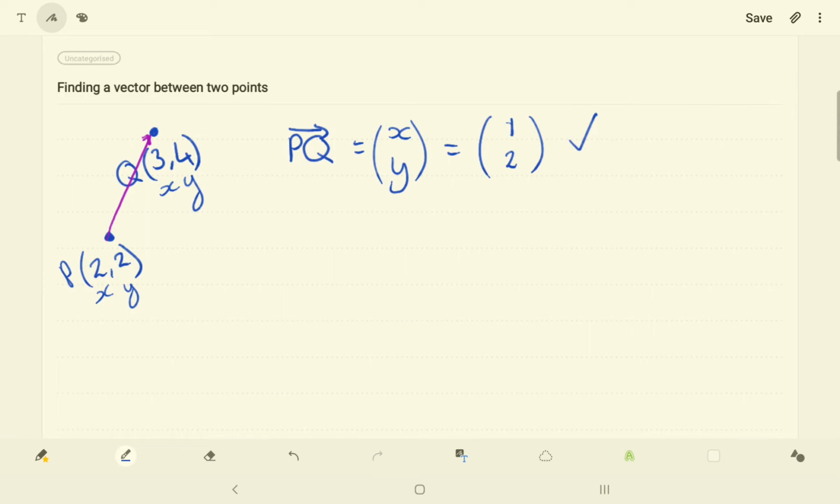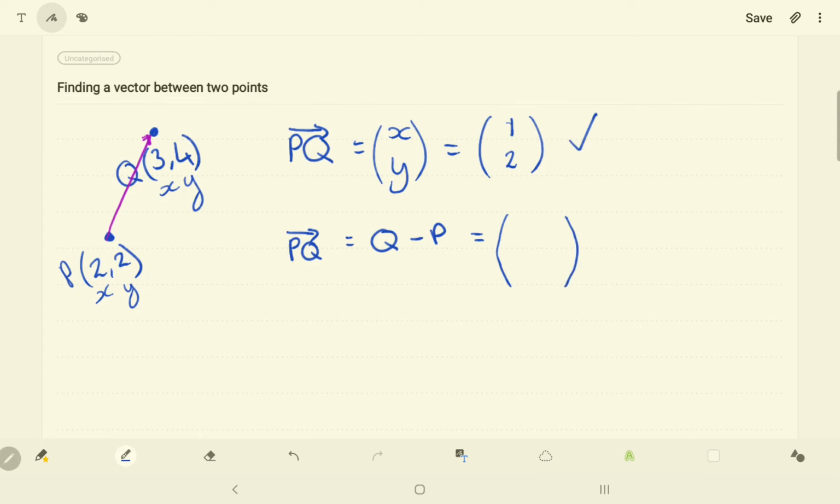How could we absolutely guarantee that we did this correctly? And the way we do it is we subtract the first vector from the second vector. So PQ is equal to Q take away P. So we're going to have a vector.